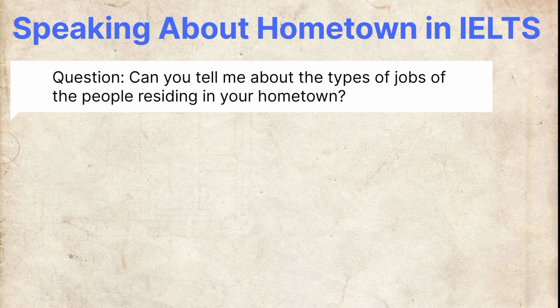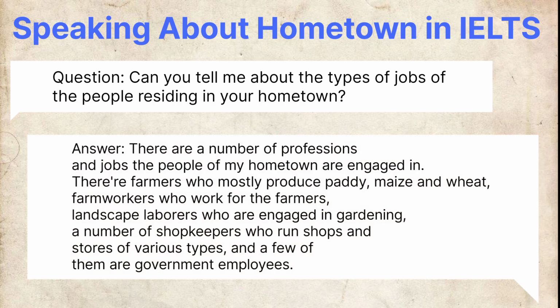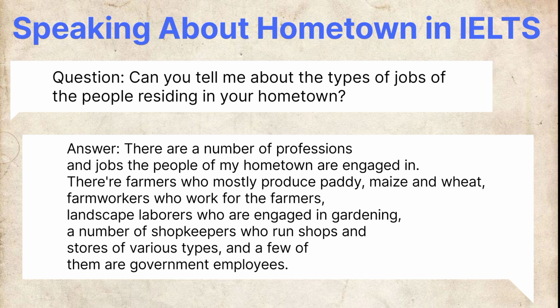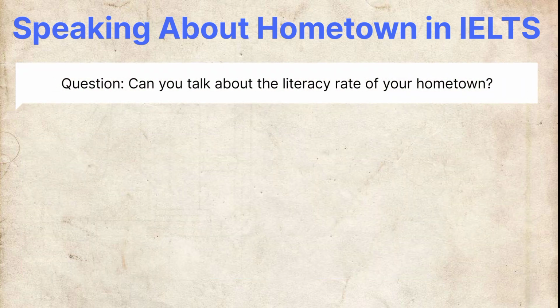Question 13. Can you tell me about the types of jobs of the people residing in your hometown? Answer. There are a number of professions and jobs the people of my hometown are engaged in. There are farmers who mostly produce paddy, maize, and wheat, farm workers who work for the farmers, landscape workers who are engaged in gardening, a number of shopkeepers who run shops and stores of various types, and a few of them are government employees.